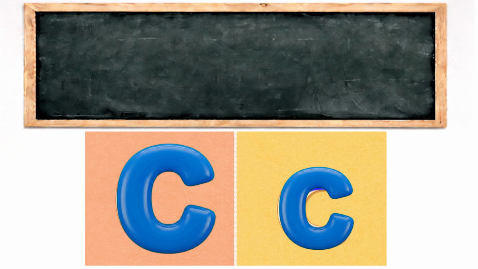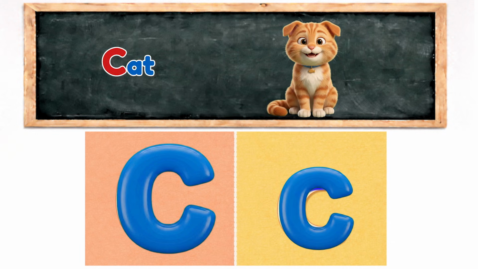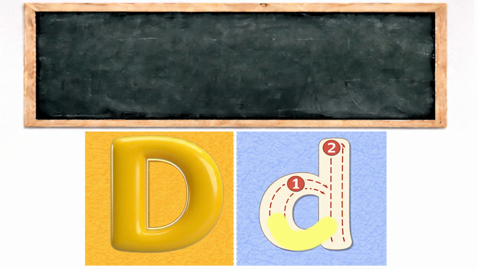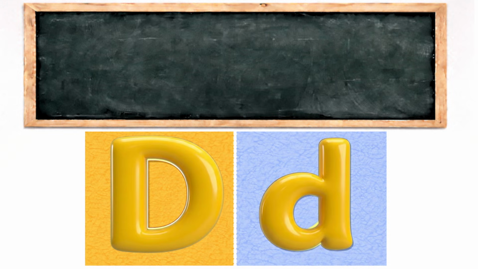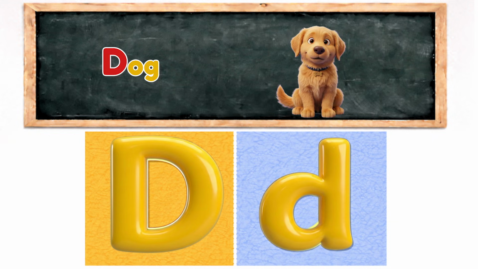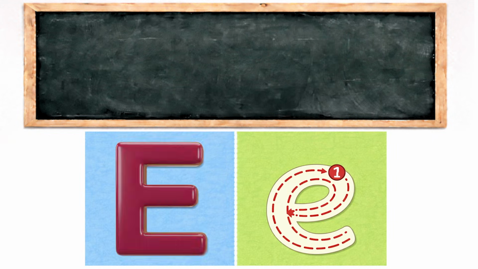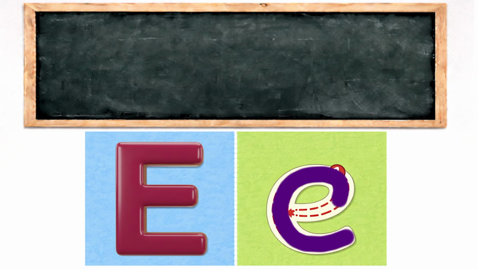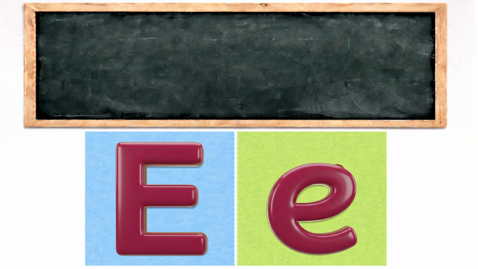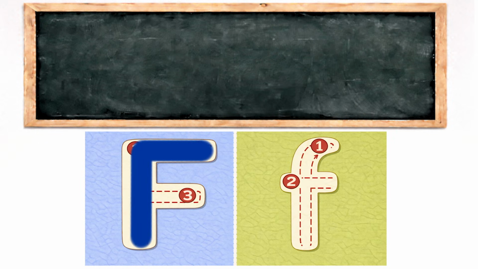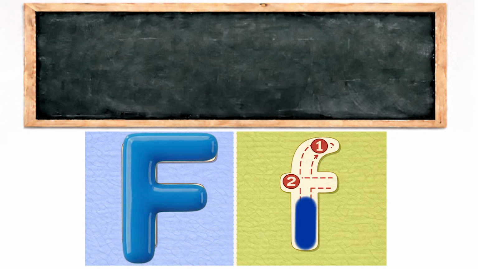C is for cat. This is capital D, and this is small d. D is for dog. This is capital E, and this is small e. E is for elephant. This is capital F, and this is small f.